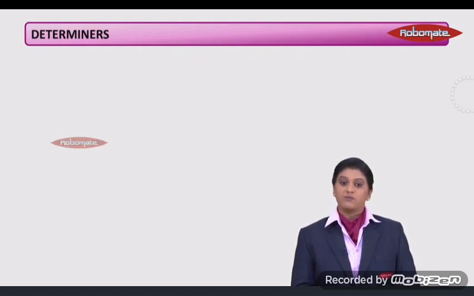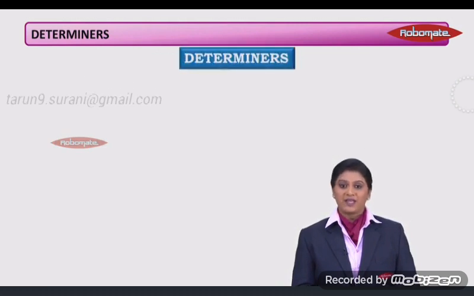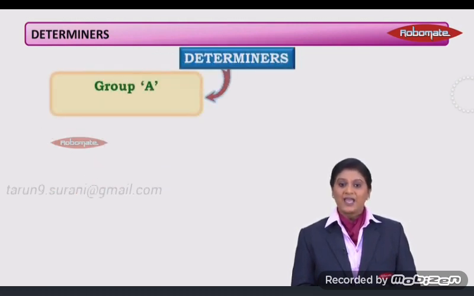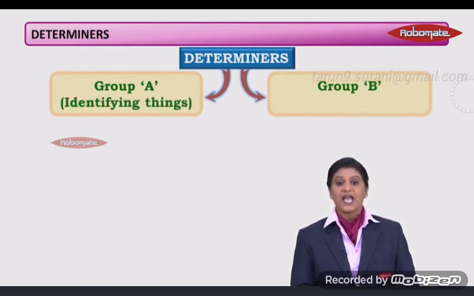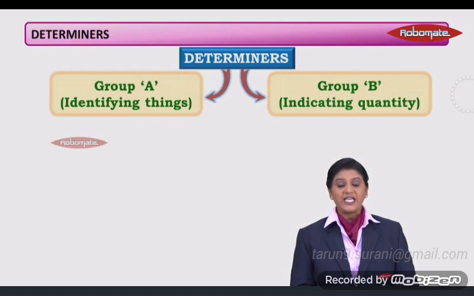Now, let us have a look at all the determiners and how they can fall into two groups. First of all, we can broadly divide all the determiners into two groups. We will name them Group A and Group B. Group A determiners actually help us in identifying things, whereas Group B determiners will help us indicate the quantity. Okay, so Group B determiners function is indicating quantity.